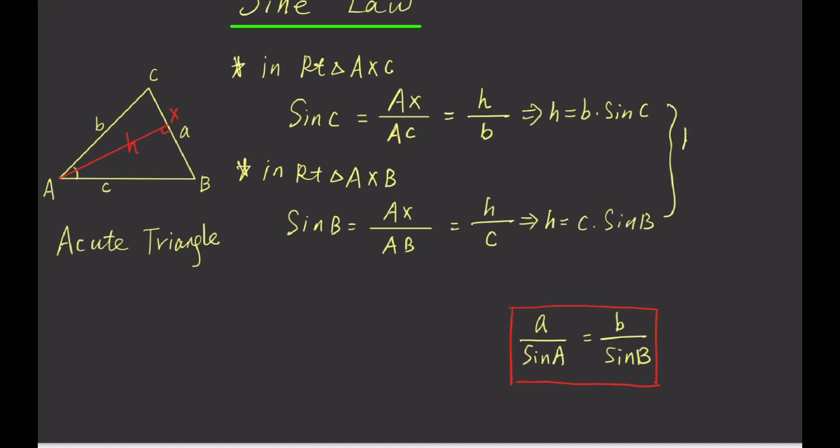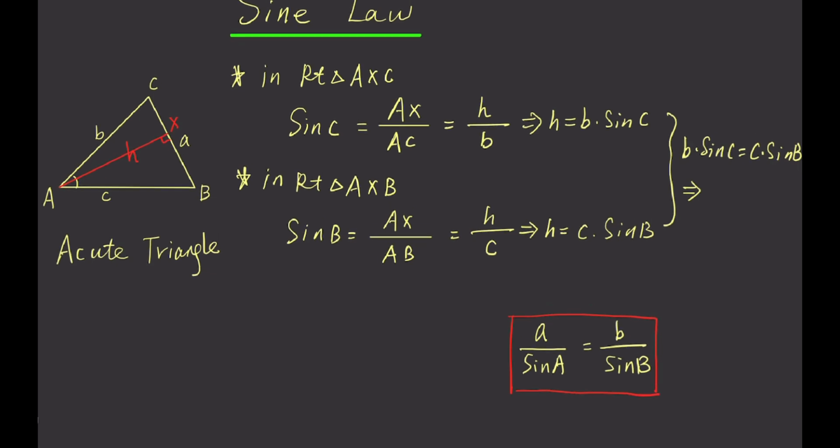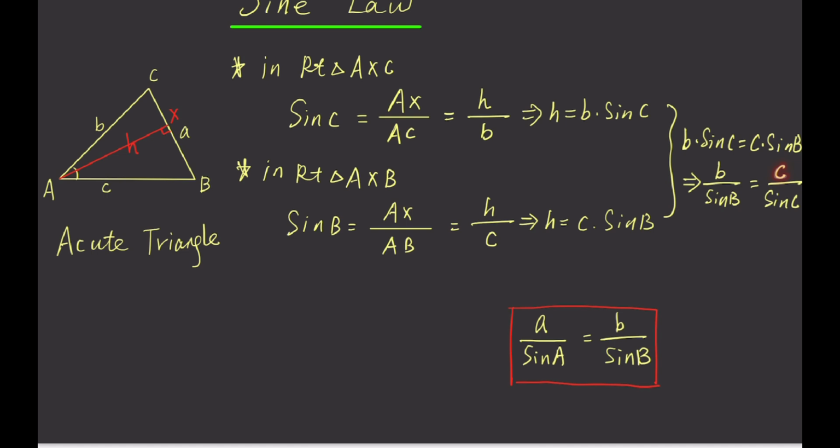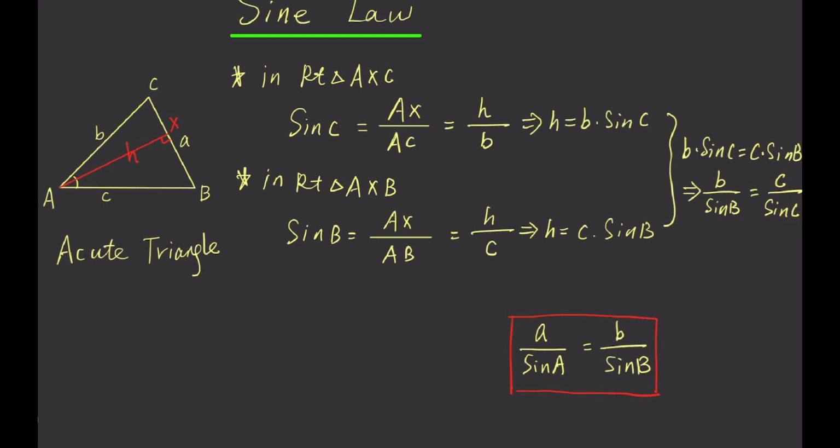Here we get B times sine C equals C times sine B. Now we arrange this equation. We will get B over sine B equals C over sine C. But you need to know this lowercase c and this uppercase C are different: this C represents angle C, this c represents the side AB. Now we get the equation.